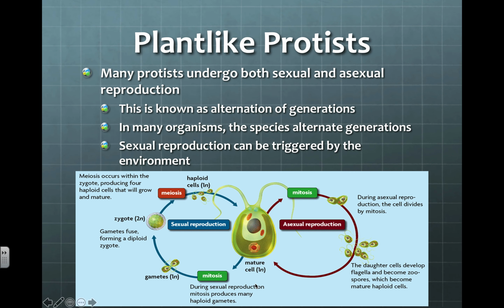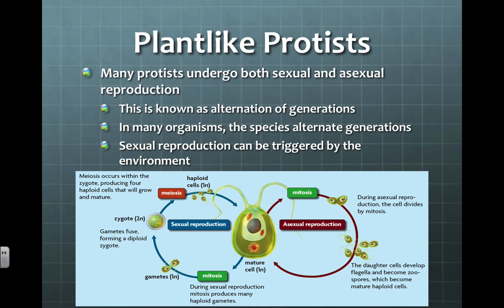So the mature cell will undergo mitosis and produce the gametes, and then the gametes fuse. And when that happens, they form a diploid zygote. And more often than not, this diploid zygote can withstand harsh conditions, and then when the conditions are favorable, it undergoes meiosis, produces the haploid cells, and we're back to square one.